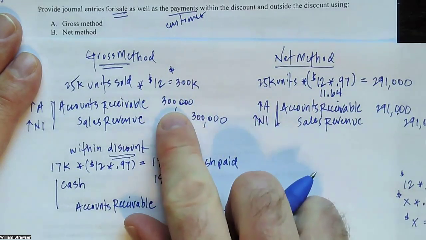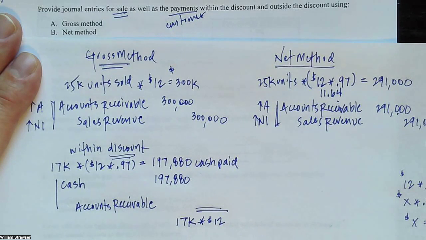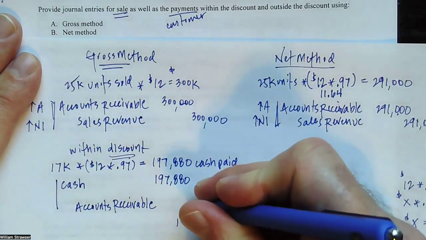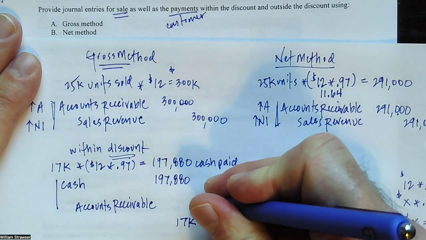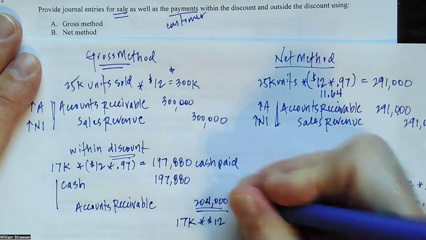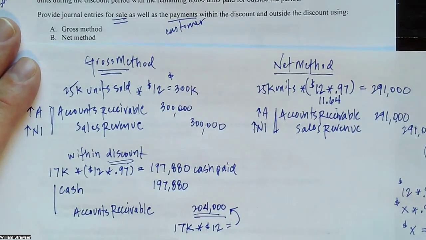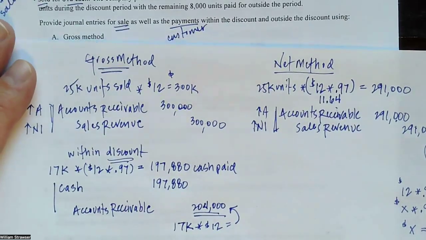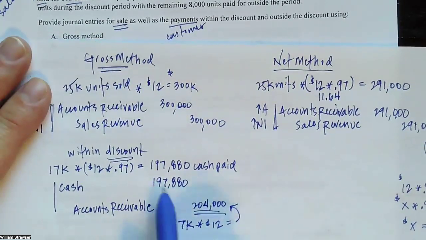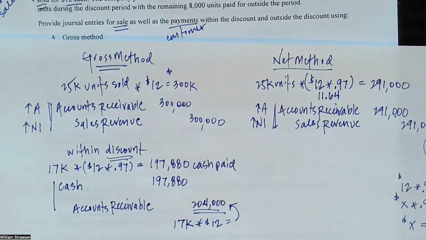We recorded them at their full price. We have to get rid of them at their full price. So 17,000 and the full price per unit of $12 gives me 204,000, right? The third account needs to enter in as a debit because right now we're imbalanced.